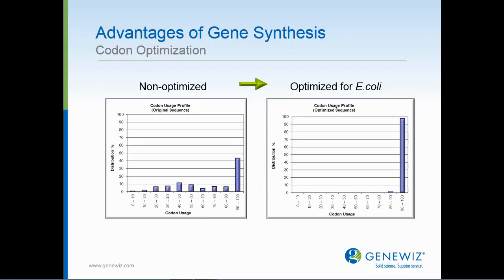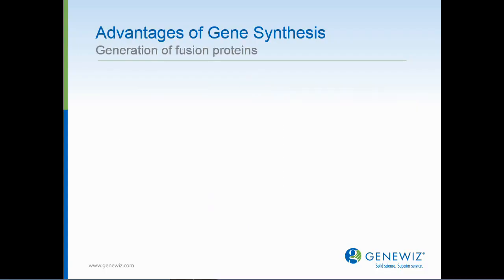This disparity can be easily fixed by applying codon optimization such that the codon usage can be manipulated to better suit the intended expression system, thereby facilitating better protein expression. Finally, using a gene synthesis-themed approach to your protein engineering work allows for the creation of novel fusion proteins.